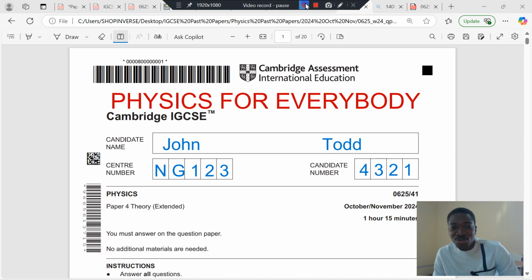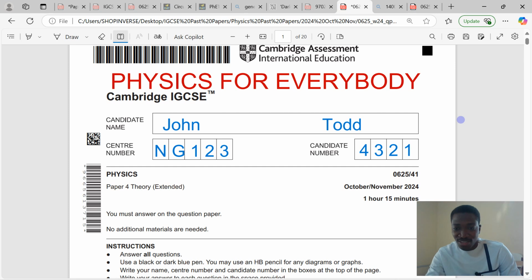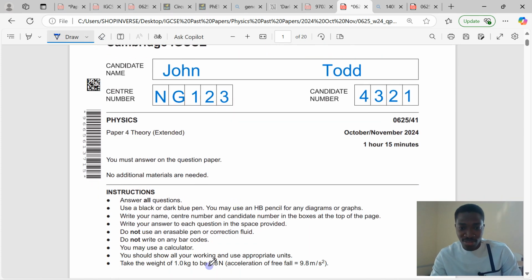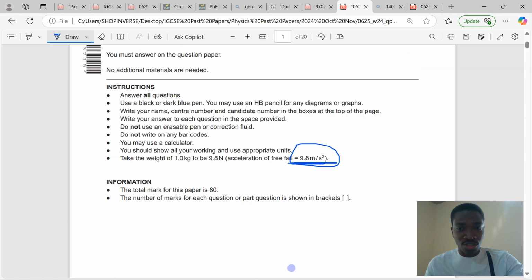Today, we'll be solving questions on the October-November 2024 Cambridge IGCSE Physics 0625, Paper 4, Variant 1. Do not forget that this year, on this new syllabus, the value of acceleration due to gravity is 9.8. Do not use 10 meters per second squared. Without delay, let us start solving the questions.